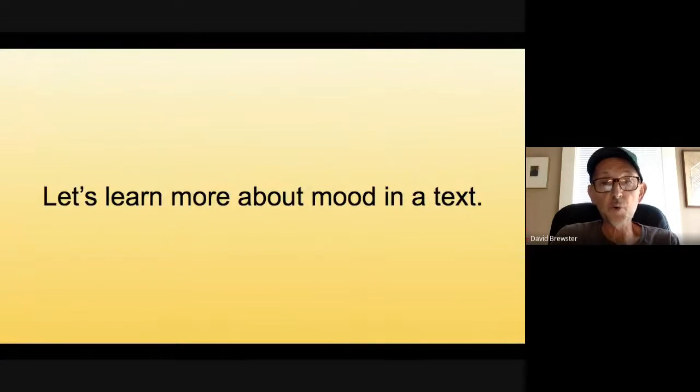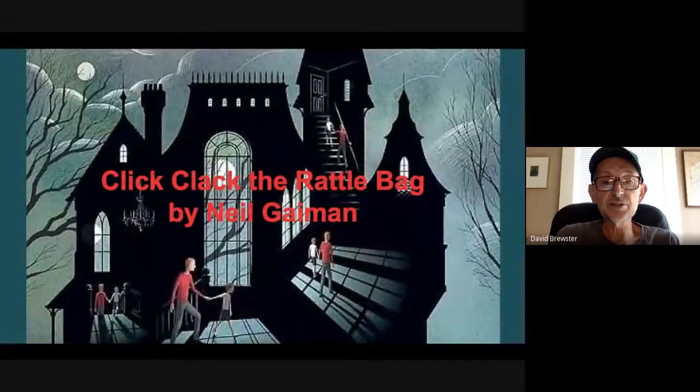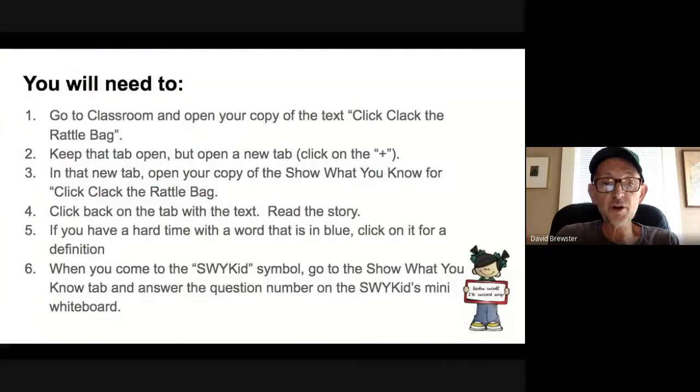So let's learn more about mood in a text, and we're going to do that by reading a story called Click Clack the Rattlebag by an author named Neil Gaiman. What you're going to do is go into Classroom and open your copy of the text Click Clack the Rattlebag. You're going to keep that tab open, but I want you to open a new tab, and you do that by clicking on the plus sign. In that new tab, go to Classroom and open your copy of the Show What You Know for Click Clack the Rattlebag.